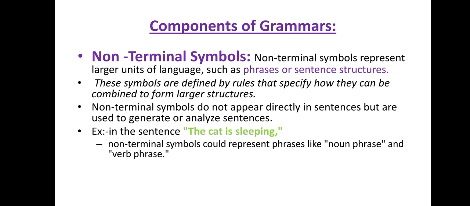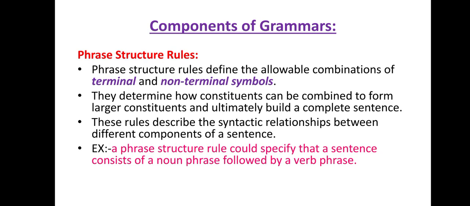Non-terminal symbols do not appear directly in the sentences, but are used to generate or analyze the sentences. For example, "the cat is sleeping". There are two phrases available. "The cat" is a noun phrase, and "is sleeping" is a verb phrase. So there are two phrases here. The combination of these will form a sentence. These come under non-terminals.